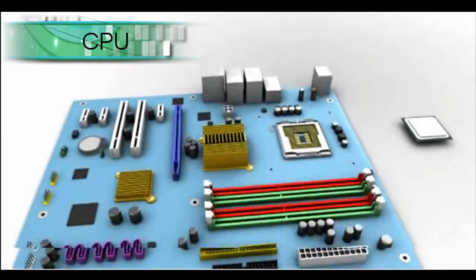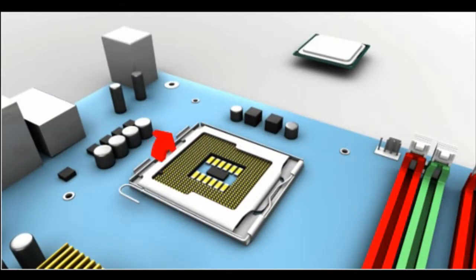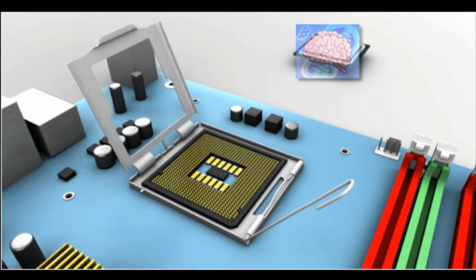The CPU. The computer CPU is responsible for handling all instructions it receives from hardware and software running on the computer. It also serves as the brain of the computer.